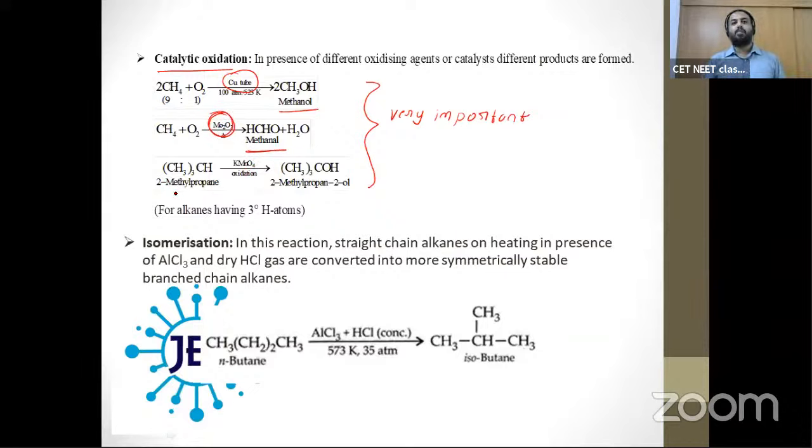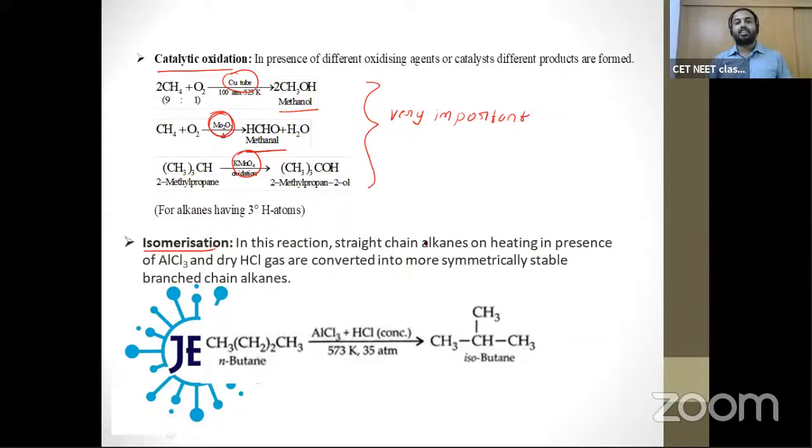Again, 2-methyl propane with a strong oxidizing agent like KMnO4 gives you tertiary butyl alcohol. ಇದನ್ನ ನೆನಪಿಟ್ಕೋಬೇಕು. Okay, good. That's about catalytic oxidation. Catalytic oxidation means carrying out oxidation in presence of a catalyst. Very similar to catalytic reduction. Next reaction, isomerization. What is isomerization? Very simple.